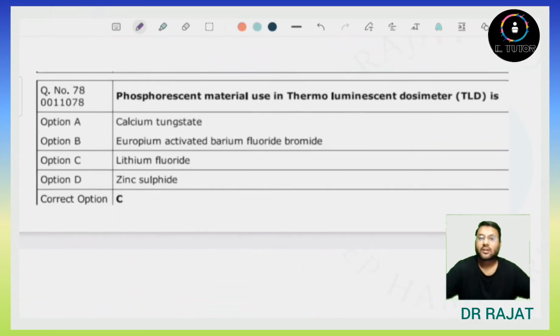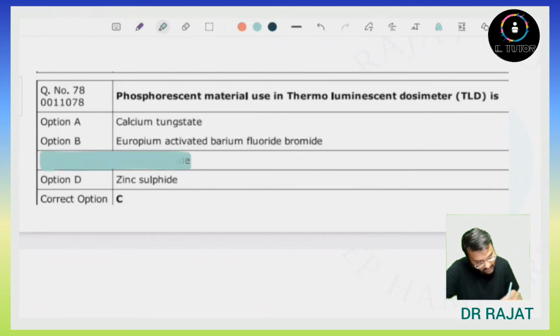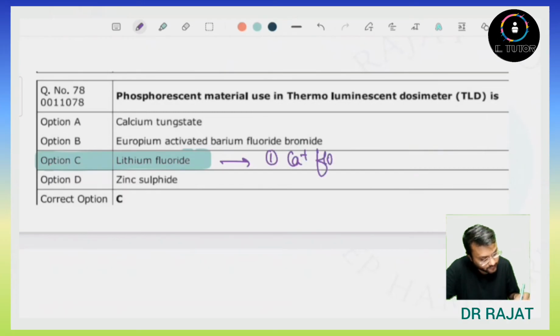Next question is, the phosphorescent material used in a thermoluminescent dosimeter is. So the TLD badge is used for monitoring, and the most commonly used is lithium fluoride, and others can be used also. So the answer here will be lithium fluoride, but calcium fluoride can also be used, and lithium fluoride is most commonly used.